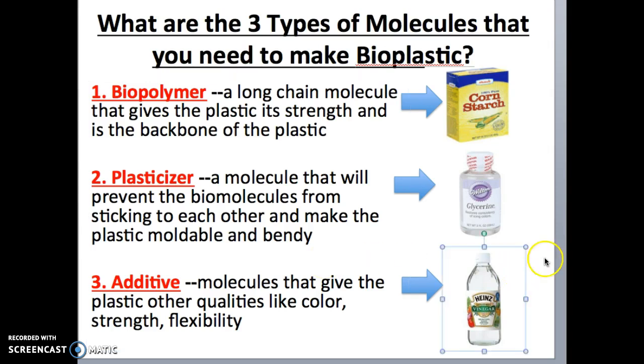I'm not going to go into the specific chemical reaction of bioplastic today, but just know that you just need to know today what molecules are, and what polymers and monomers are, and the types of molecules that go into making bioplastic. And that's it for today.